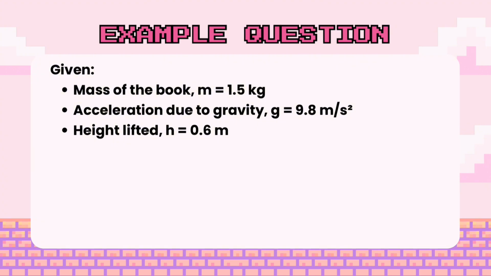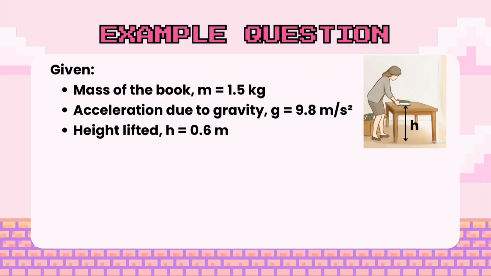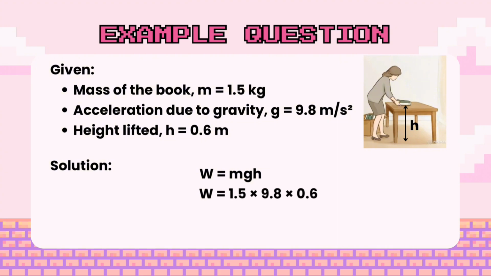From this question, given that the mass of the book m is 1.5 kilogram, acceleration due to gravity g is 9.8 meter per second squared, and height lifted h is 0.6 meter. Now, you can substitute the values given into the formula W equals mgh. W equals 1.5 times 9.8 times 0.6. And the final answer is 8.82 joule, or you can write it in Newton meter.